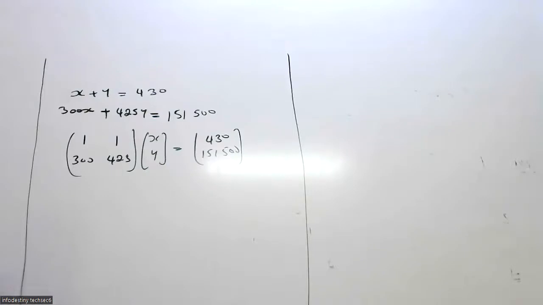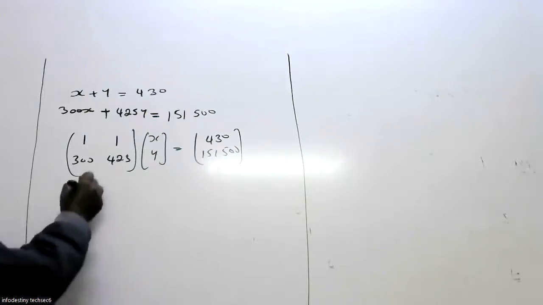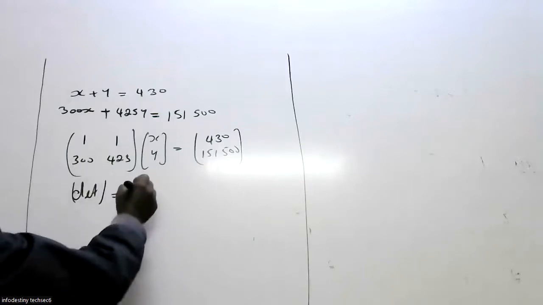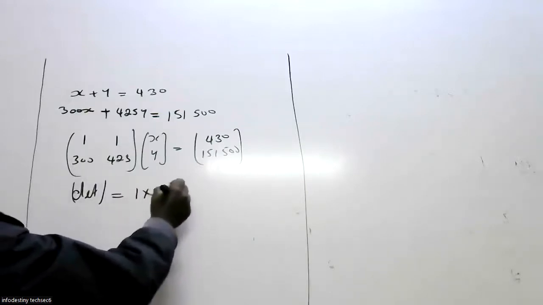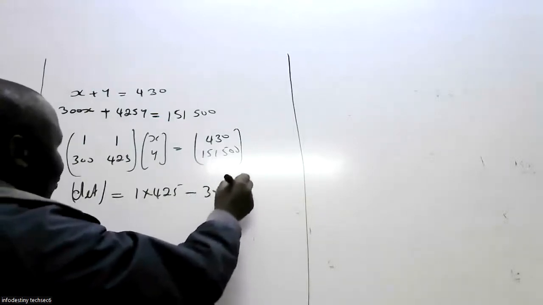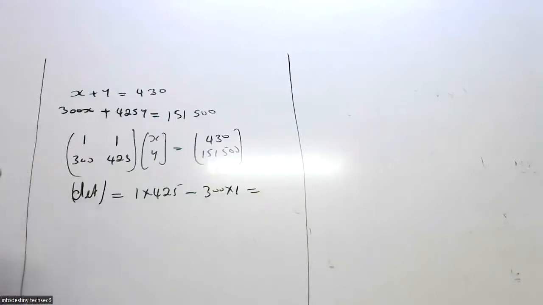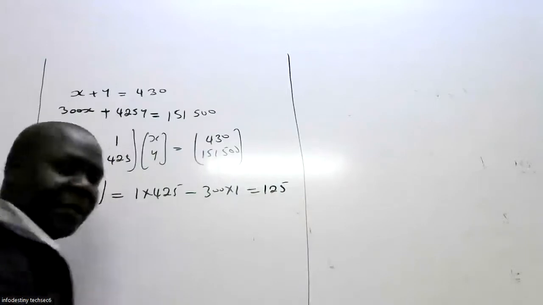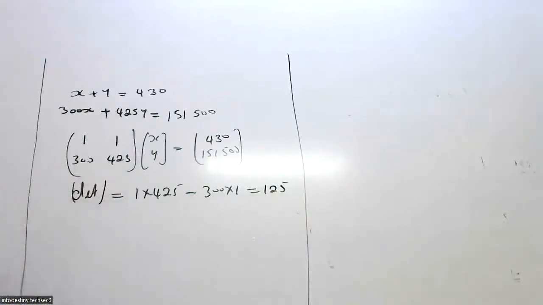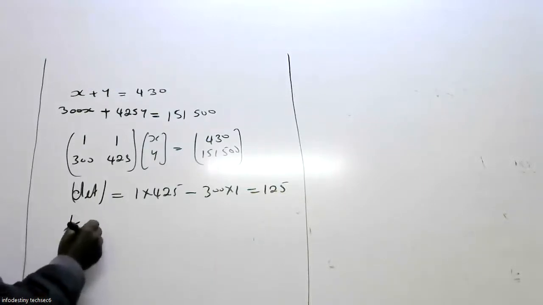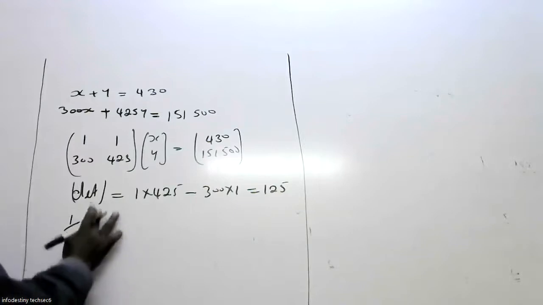We get the determinant. So the determinant here will be equals to 1 times 425 minus 300 times 1, to give us what? 125. Then the next step, we are going to get the inverse. The inverse is going to be 1 over 125. We are together. Then you open your bracket here.